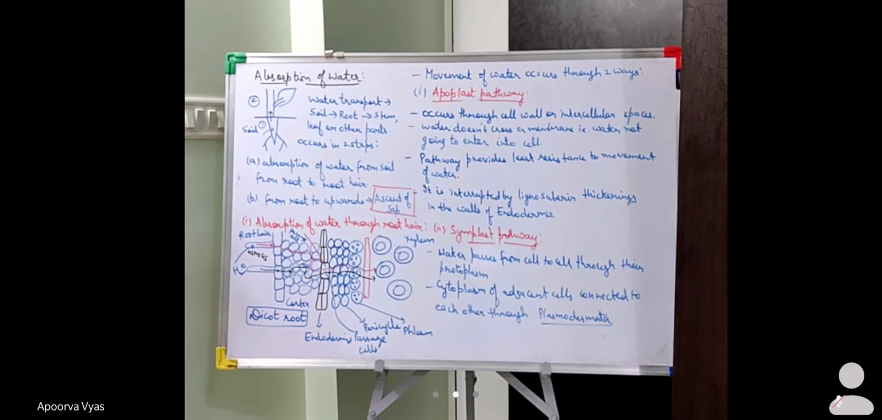In the symplast pathway, the water directly enters the cytoplasm of the cells. Okay. So it enters the root hair and then into the cytoplasm of the cortex, and then obviously in the endodermis it has to pass through the passage cells, and from the passage cells, again through the cytoplasm of the cells of the pericycle and then the vascular bundle. Okay. So these are the two ways through which water movement occurs through a root.